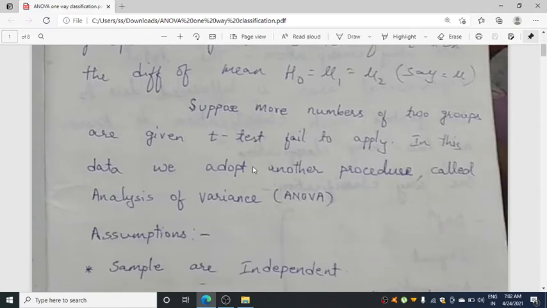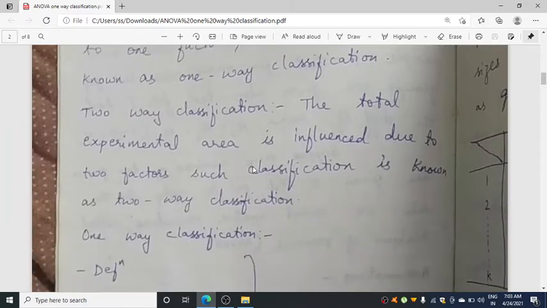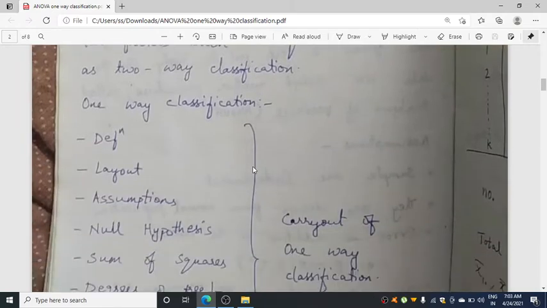variance. In analysis of variance you have one-way classification and two-way classification. If it is one-way classification, the total experimental area is influenced by one factor. If it is two-way classification, the total experimental area is influenced by two factors. In this video I am discussing one-way classification.